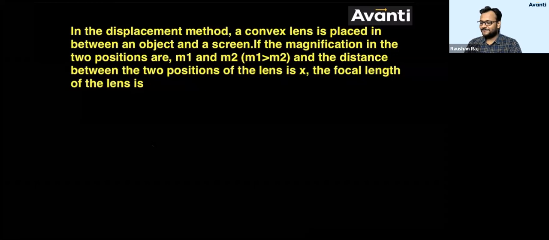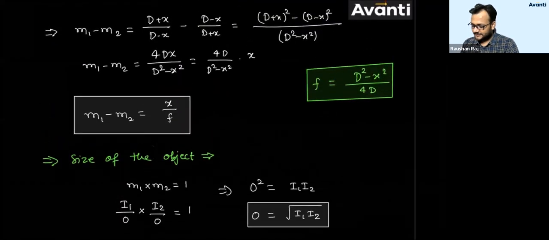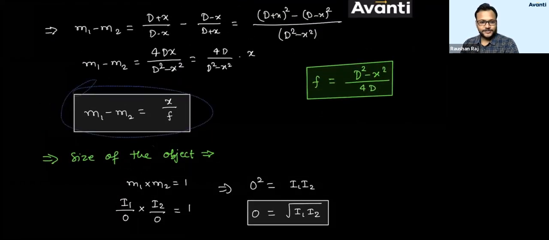इसमें तो वैल्यूज ही नहीं है. m1 m2 तो है ना. In displacement method, a convex lens is placed between. अच्छा, कुछ वैल्यूज नहीं है. If the magnification in two positions are m1 and m2, and the distance between the two positions is x, the focal length of the lens is. So get the answer in terms of m1, m2, x. अरे अभी अभी तो पढ़ा है, याद करो. I was talking about this only. याद है कुछ?